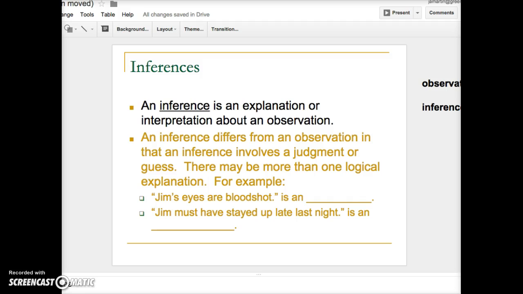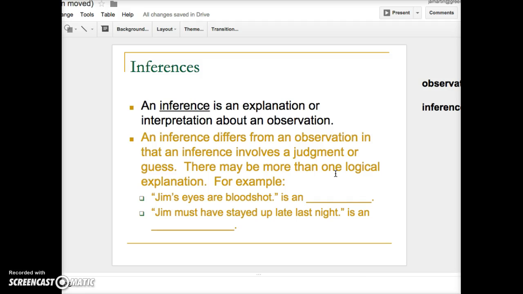All right, now we're going to talk about inferences. An inference is an explanation or interpretation about an observation. Okay, an inference differs from an observation in that an inference involves a judgment or guess. There may be more than one logical explanation.